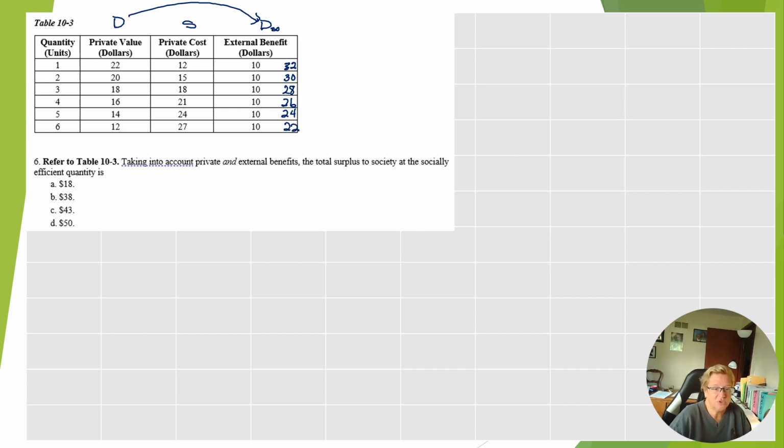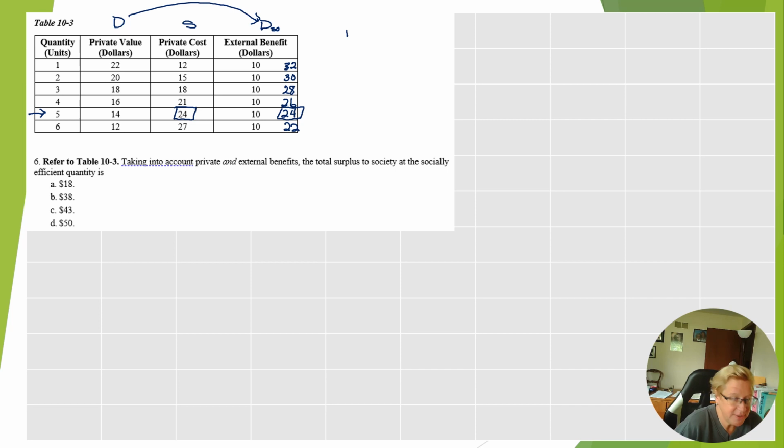Okay, the total surplus to society at the socially efficient quantity is how much? So we want to find the socially efficient quantity. If we look at it, we can see that the private cost here and the external value are the same at 24. So that would be a quantity of 5. Now at any quantity less than 5, we want to add up the social benefit and subtract the private cost.